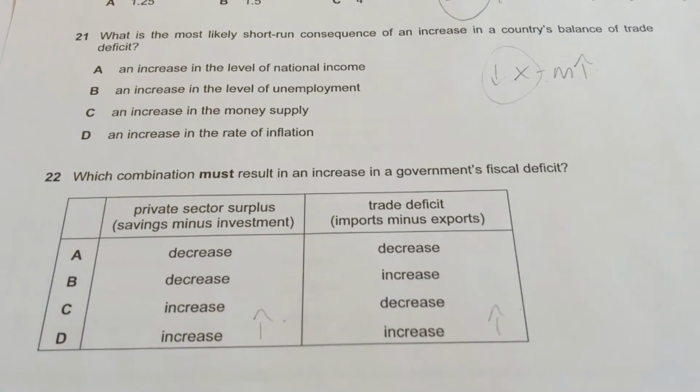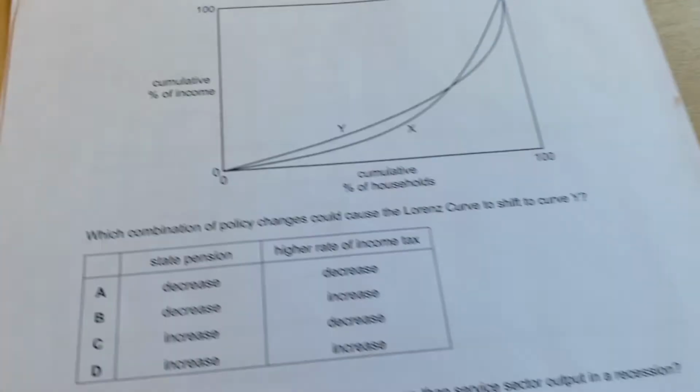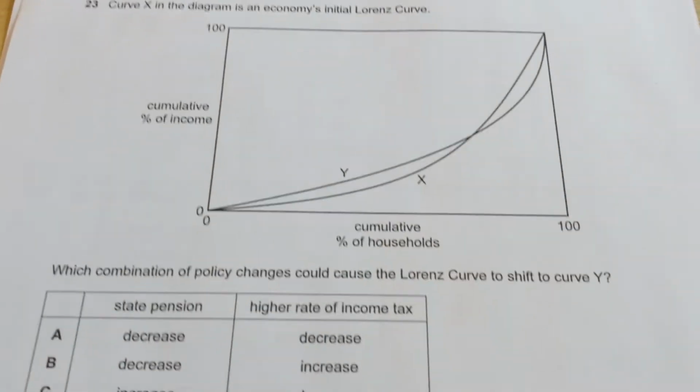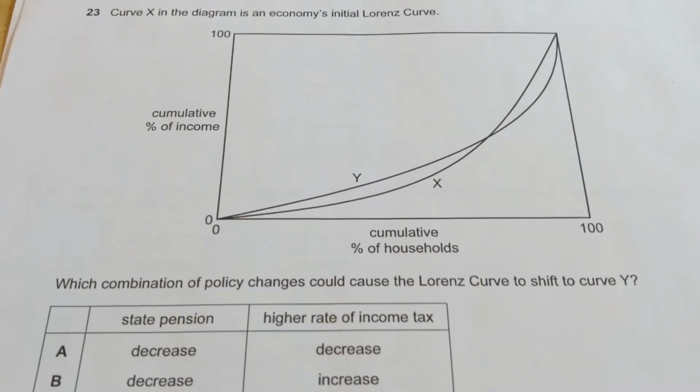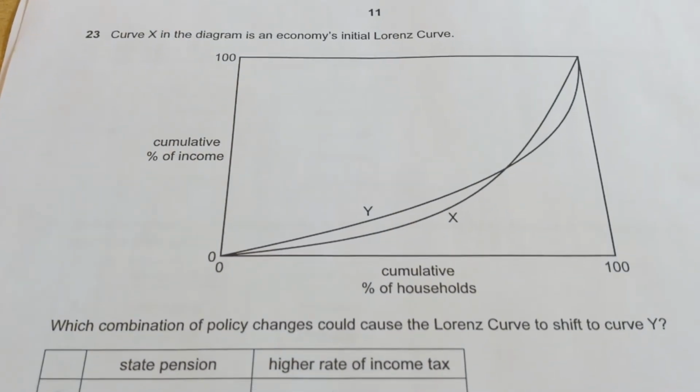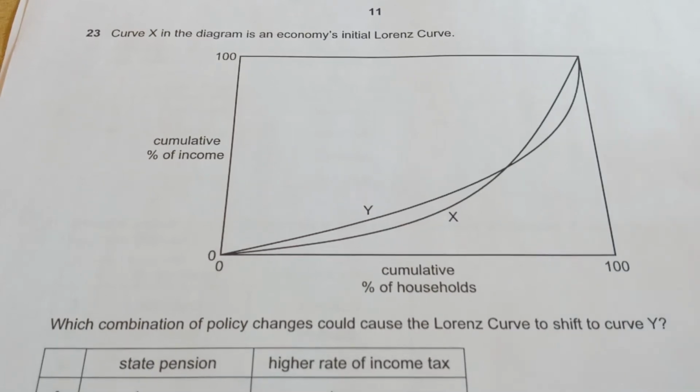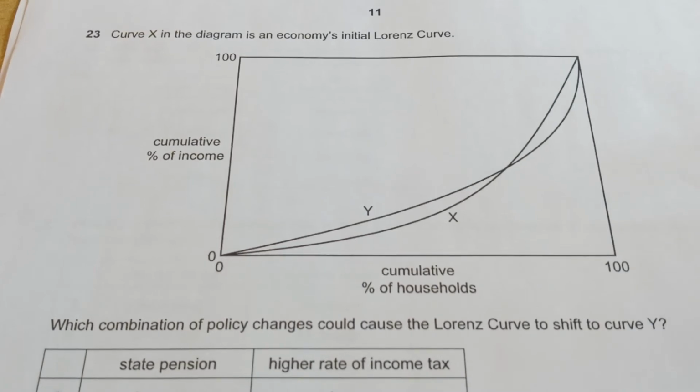Increase. Okay, right, number 23. Let's have a look at that. Okay, so 23, we've got a Lorenz curve. Curve X in the diagram is an economy's initial Lorenz curve. Which combination of policy changes could cause the Lorenz curve to shift to curve Y?